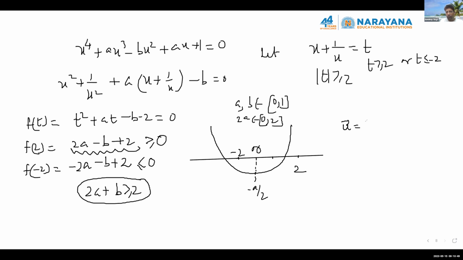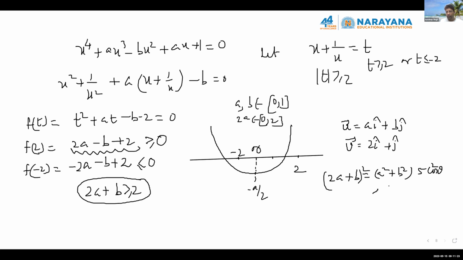Or you can do it using vectors also. Let me take u vector as ai plus bj and v vector as 2i plus j cap. So u dot v will be 2a plus b. This is going to be root of a square plus b square into root 5 into cos theta. In fact, I have squared both sides, so it will be cos square theta. Is that clear or not? Now this quantity, 2a plus b whole square, has to be less than or equal to 5 times a square plus b square.